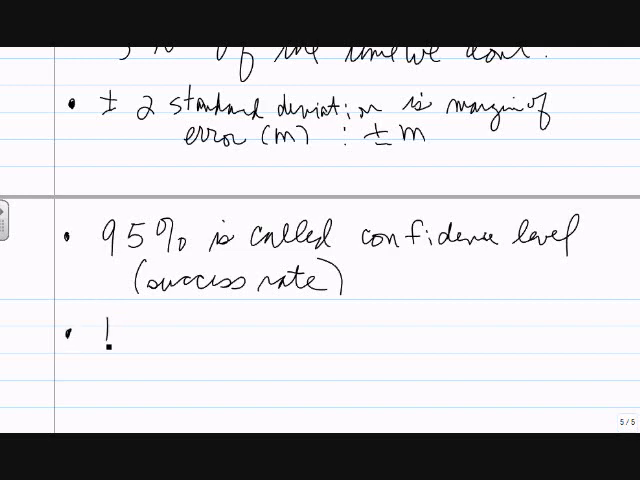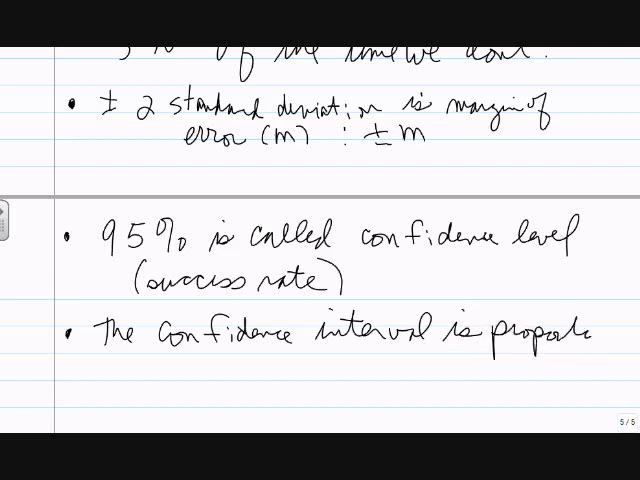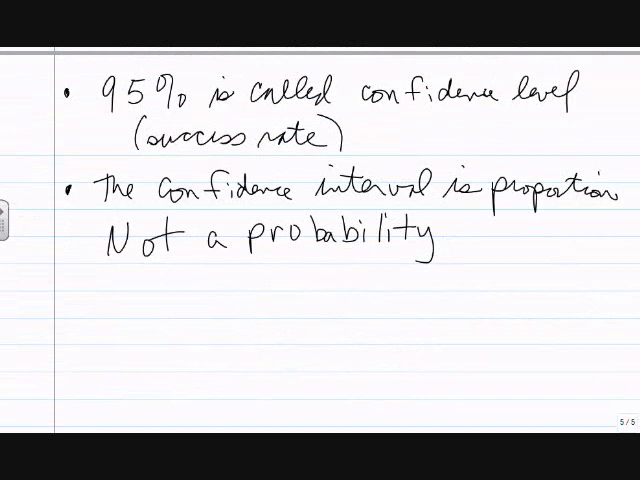The confidence interval is a proportion, not a probability. Confidence intervals aren't about probabilities. They are about the proportion of times that you would be correct doing this procedure. Okay?